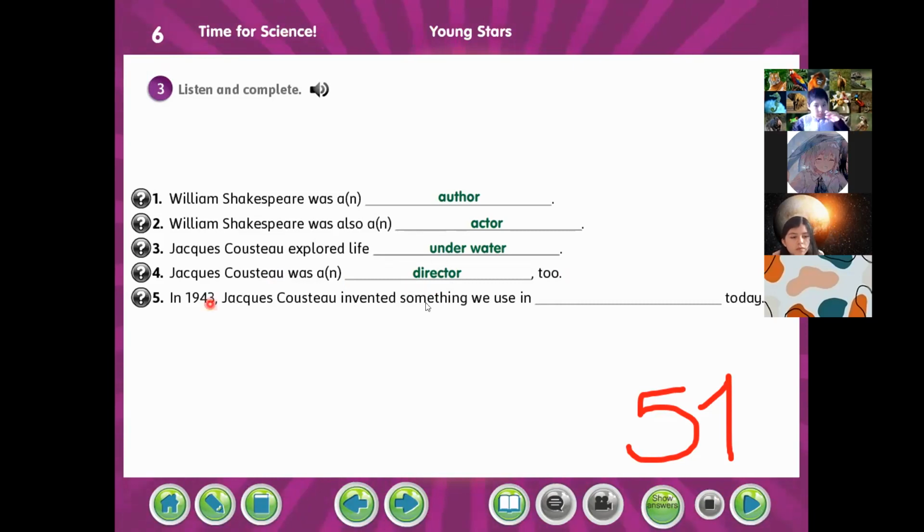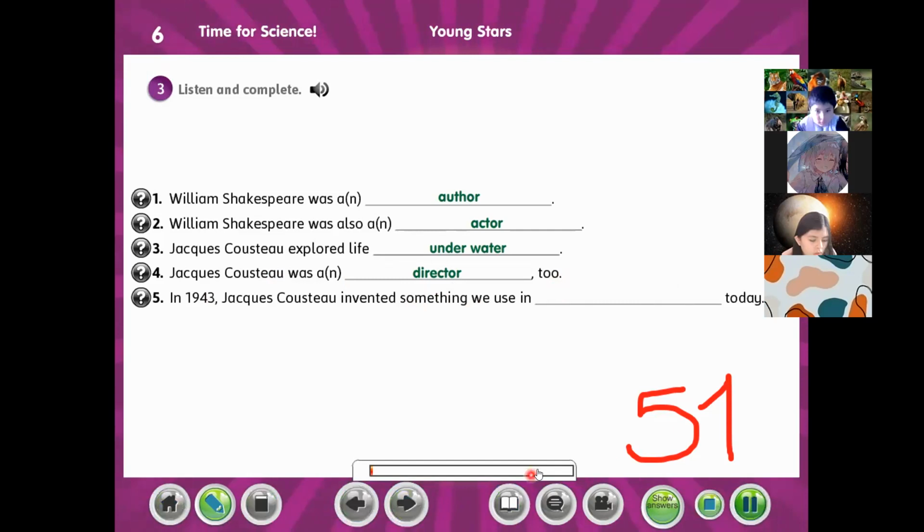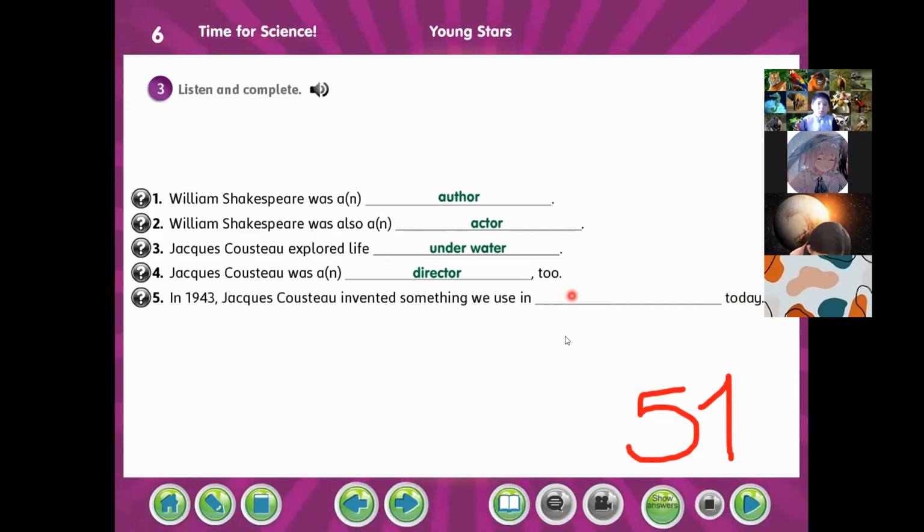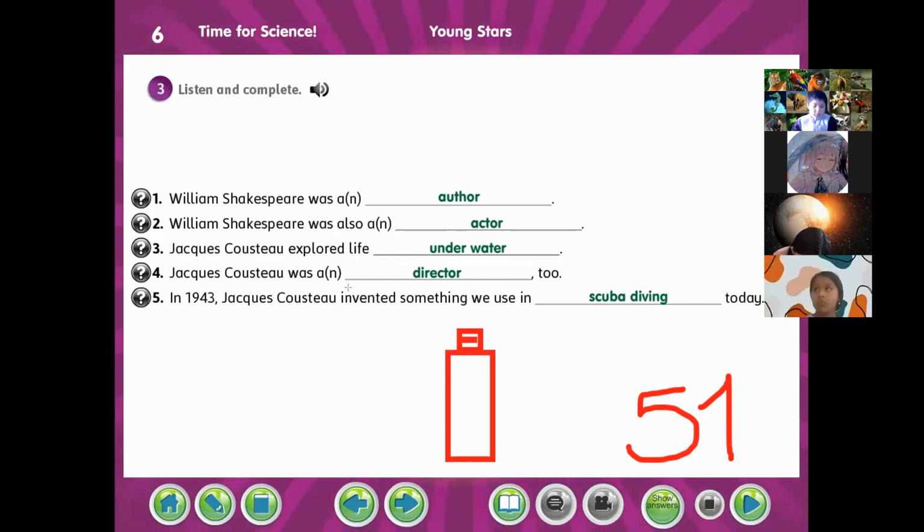In 1943, Jacques Cousteau invented something we use in what sport? In camping, fishing, in swimming. It's a sport. Listen. He made about 20 films. In 1943, he also invented the special oxygen bottles we use in scuba diving today. In what sport? Scuba diving. Yes, scuba diving. He invented the oxygen tank, and we use this oxygen tank now in scuba diving. But he invented that in this year. See?